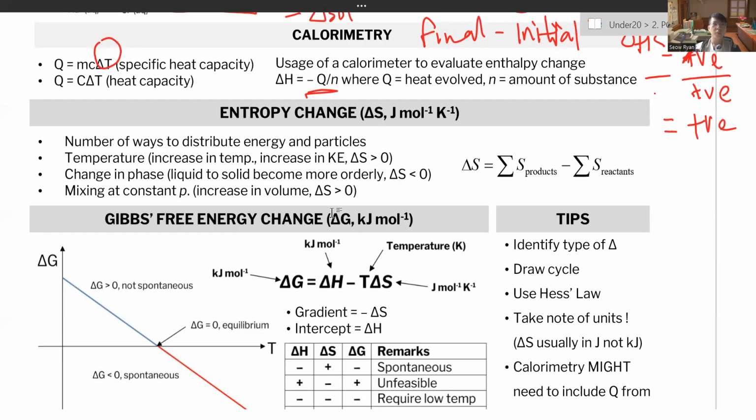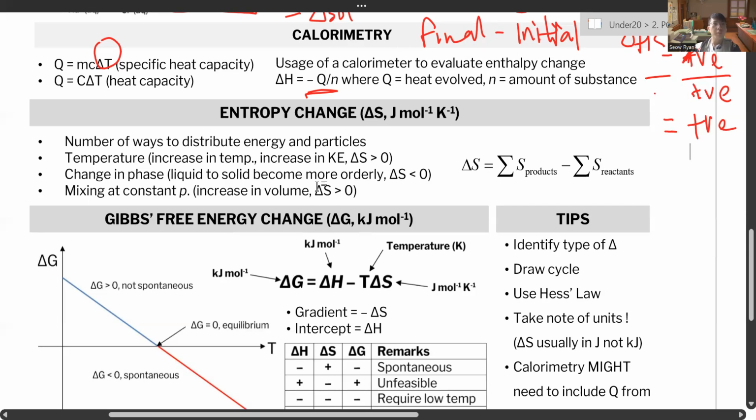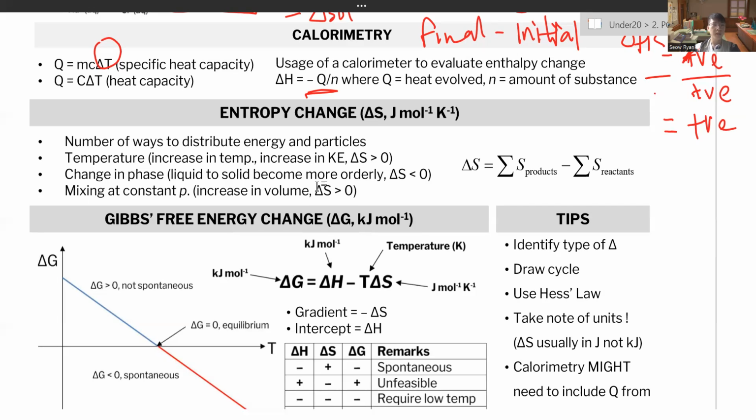First is temperature. When there's an increase in the temperature, there is a greater range of distribution of the energies, right? Because now there's an increase in the average kinetic energy, which means the particles have an average increase in the temperature. So in this way, there are more ways to distribute the energy, and the particles are also moving faster, right? So there are more ways to distribute the particles. In a sense, there is also a greater degree of disorder. So the entropy change increases. The entropy change is positive.